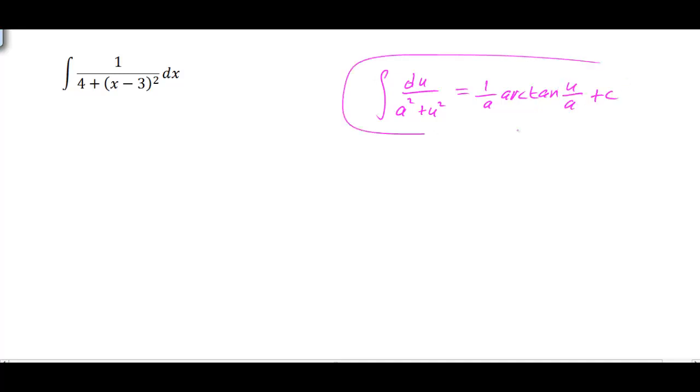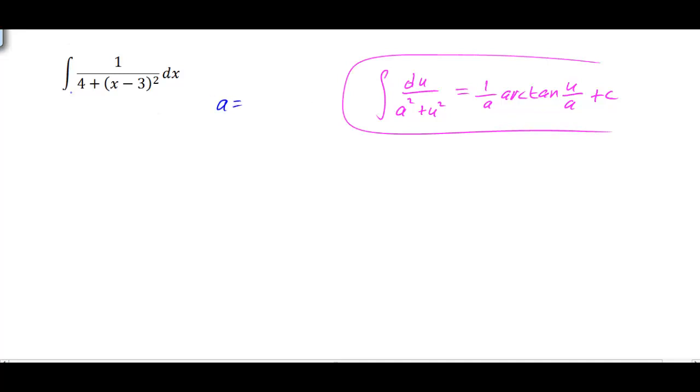All right, once again, I'm going to go ahead and bring down the formula. It looks like this one, again, is going to fit the arctangent because we have no square root here on the bottom. So if I bring down our formula again, we're trying to match up with du over a squared plus u squared. And if that's the case, we're going to end up with 1 over a arctangent of u over a plus c.